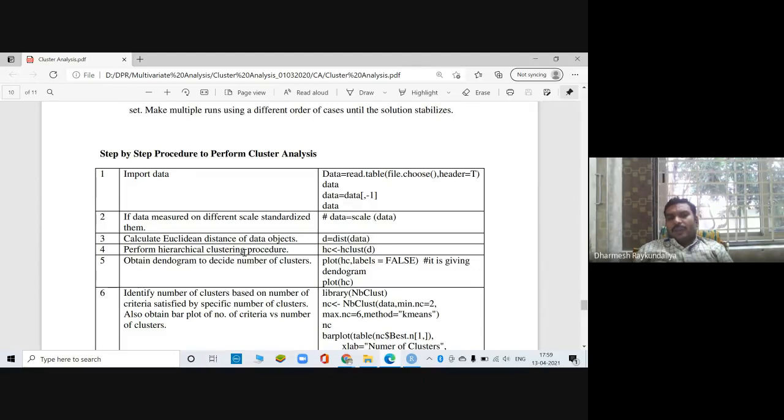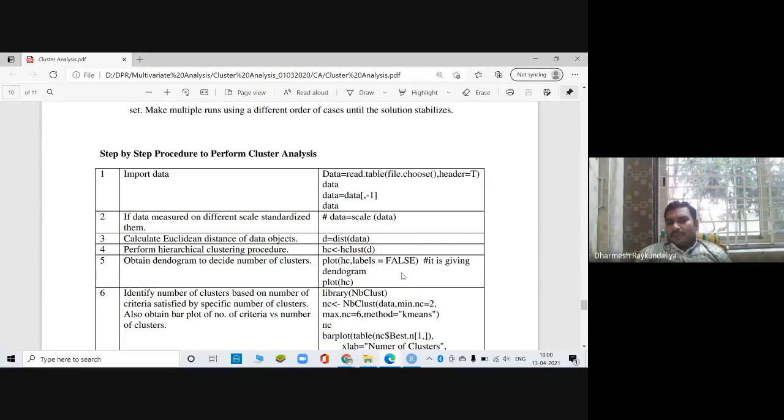Then I will perform the hierarchical clustering. The command name is hclust. You just supply this distance matrix and it will give you the hierarchical clustering. Then I will plot the dendrogram. HC is my hierarchical clustering solution, so I have to find the plot of this. Labels equal to FALSE means that it does not print the numbers. Otherwise, if there is a large data set, printing the numbers at the bottom makes it very difficult to read. To make a dendrogram, I can also directly write plot of HC.